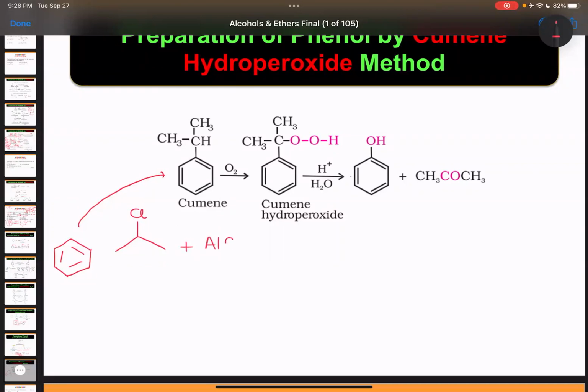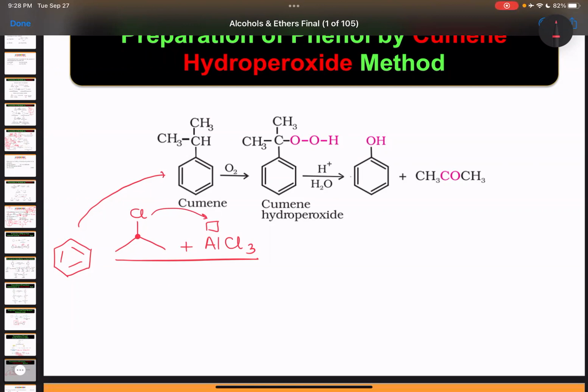You can prepare it by using Friedel-Crafts alkylation. The Cl minus will be extracted by AlCl3, which is a Lewis acid. You have a cation. It will go and attack on the benzene. H plus will be displaced by this isopropyl group.